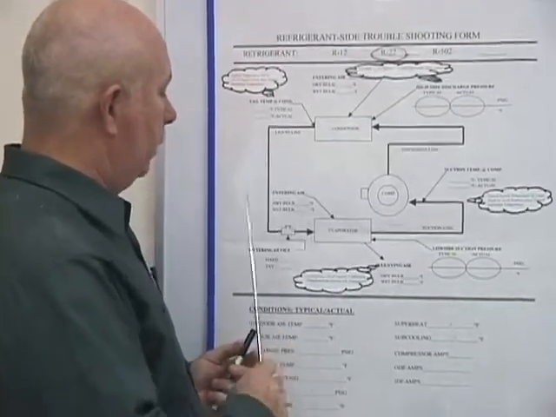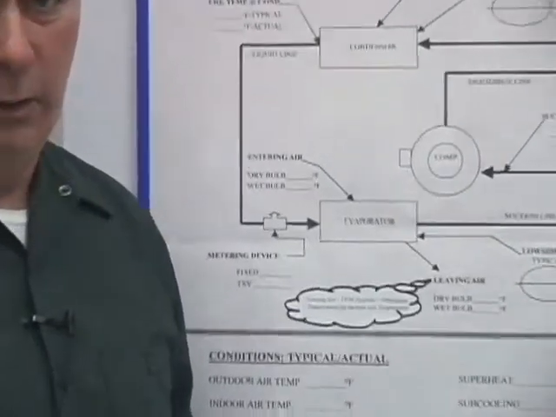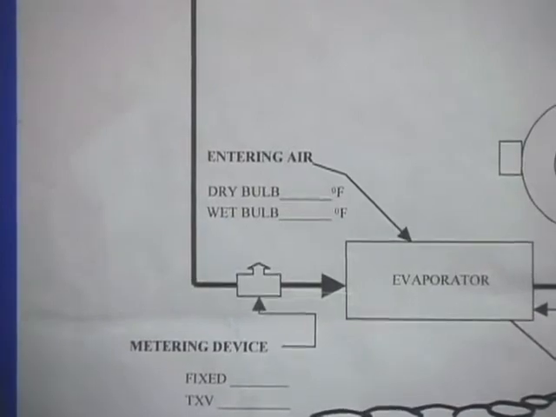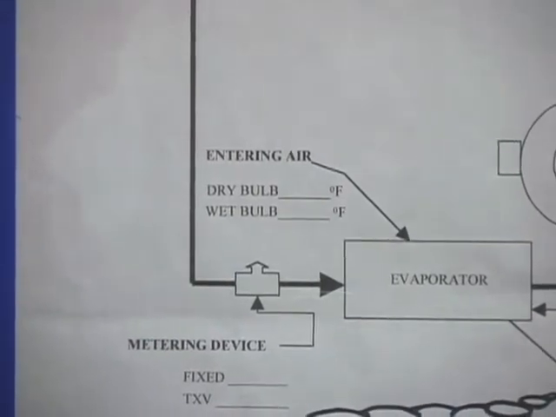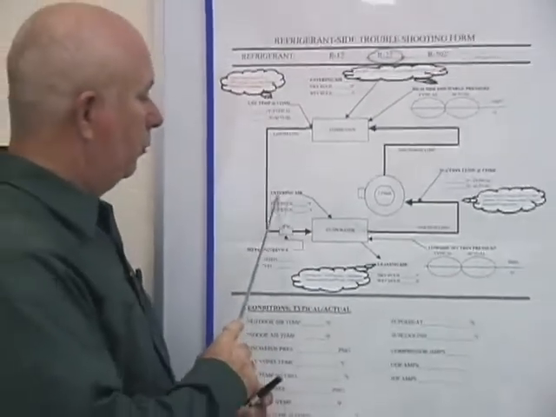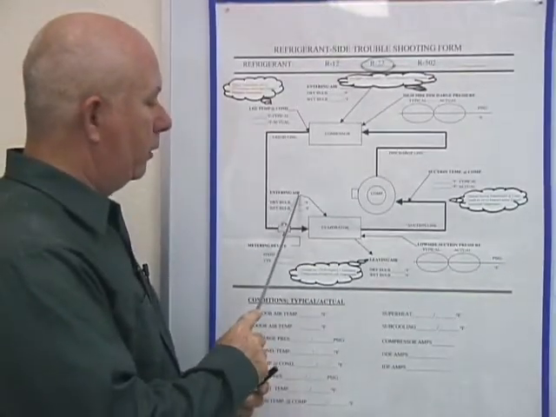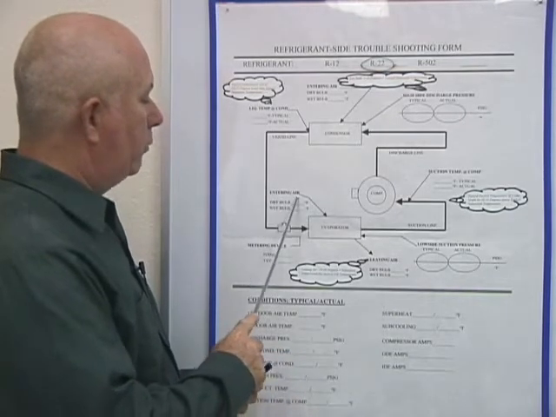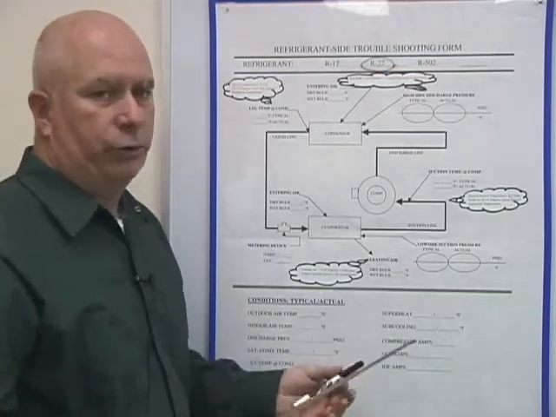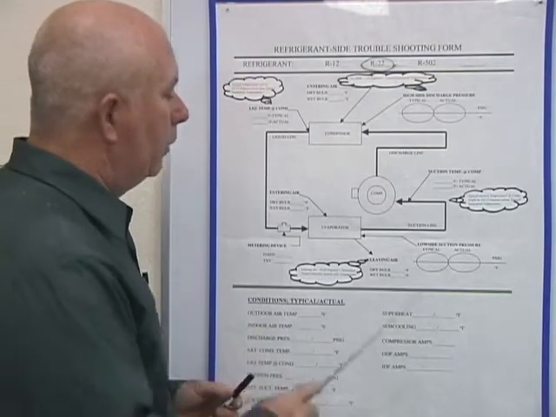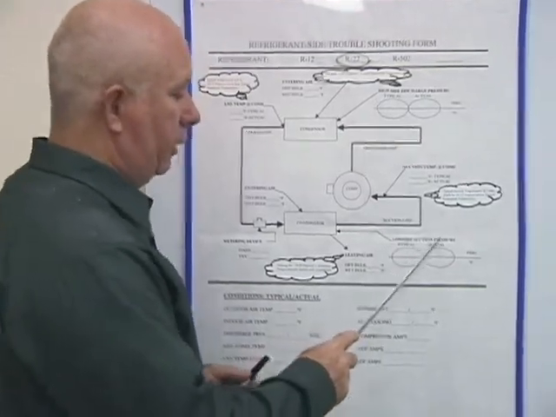The entering air is normally your return air. It will be on the floor. There may be more than one ductwork for the return air. All right. So again, return air, or entering air, excuse me, and your leaving air. Entering air, another name is return air. Dry bulb, wet bulb. Then we come over to the low side suction pressure.